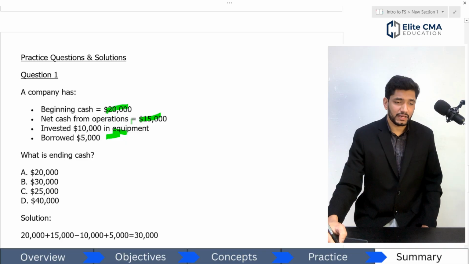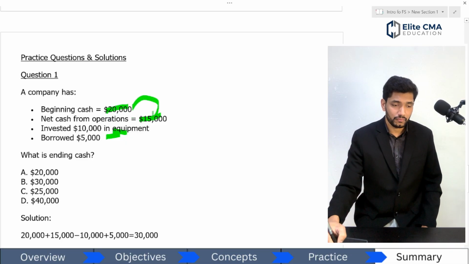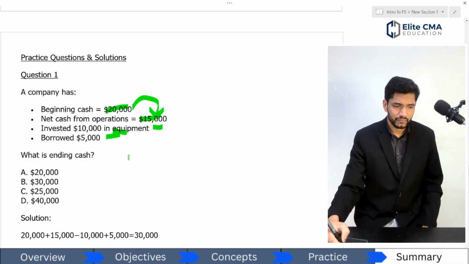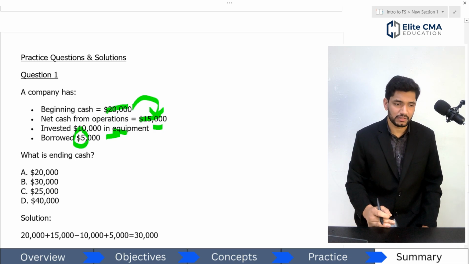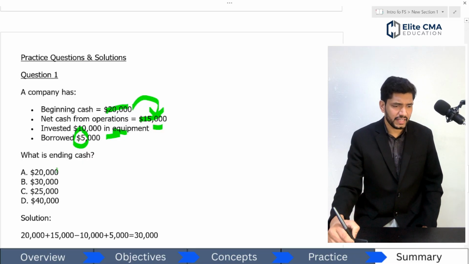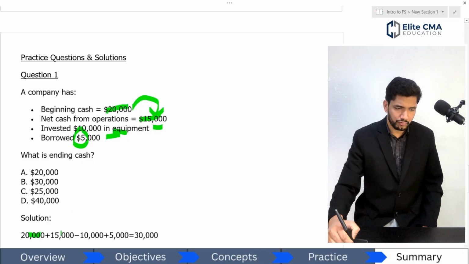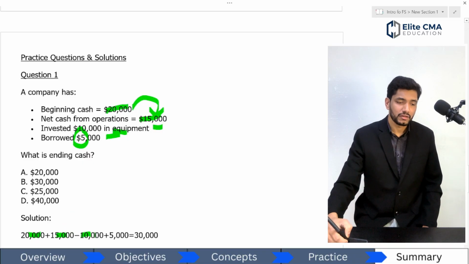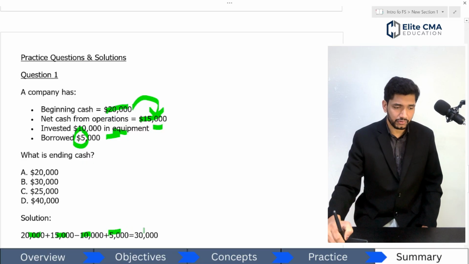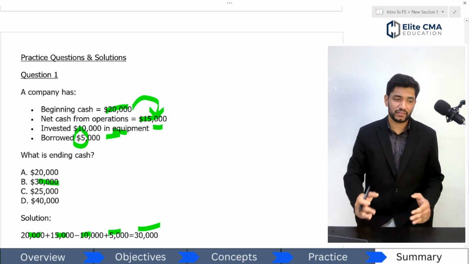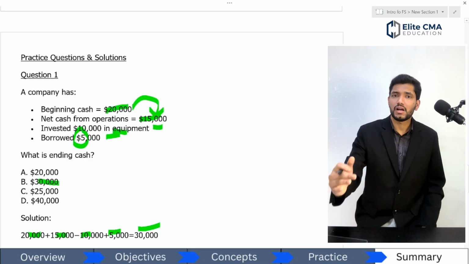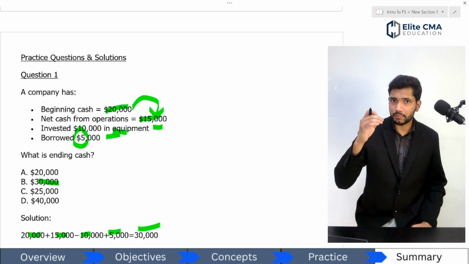To calculate the ending cash balance, you have to add the beginning cash to the net cash from operations, reduce 10,000 as it is a cash outflow, and add 5,000, which is a cash inflow from financing activities. So the ending cash is 20,000 plus 15,000 minus 10,000 plus 5,000, that is 30,000. To calculate the ending cash balance from the beginning cash balance, you add all cash inflows and reduce all cash outflows.